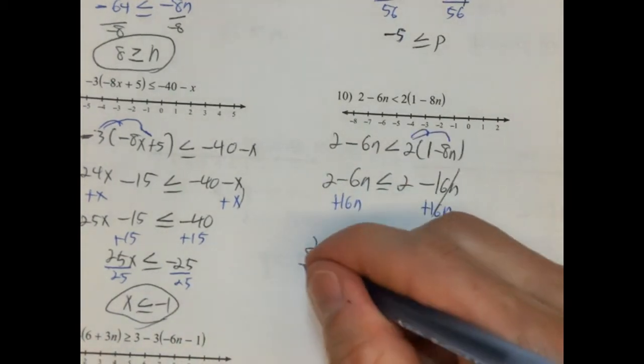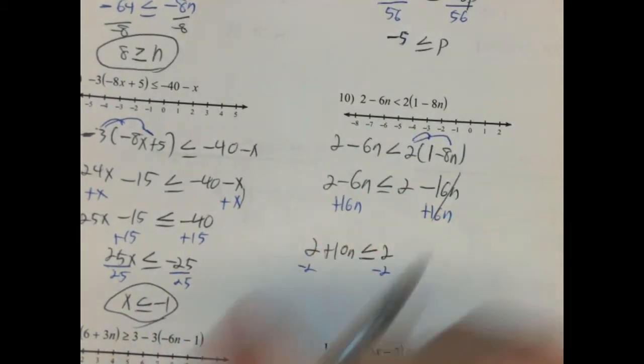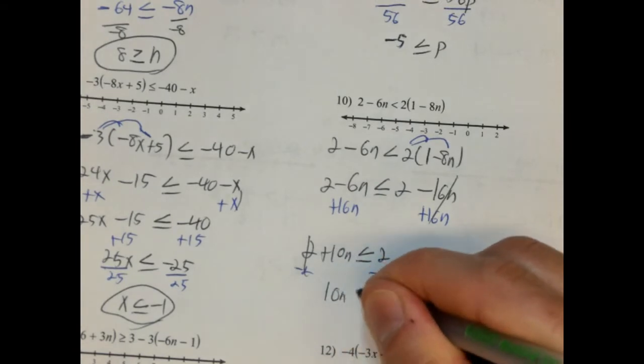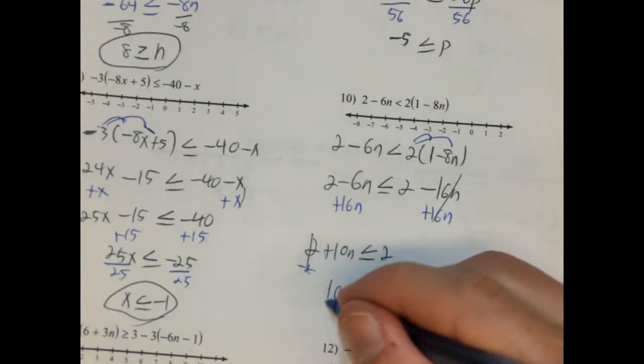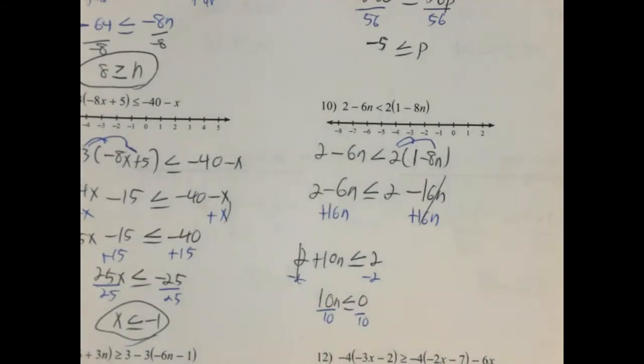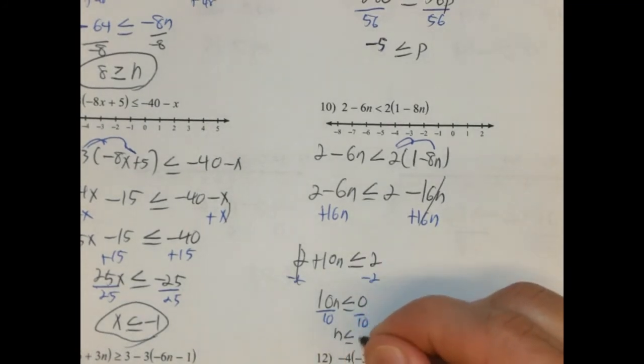Let's get rid of this constant. So we're going to subtract 2 from both sides. So we have 10n is less than or equal to 0. Divide both sides by 10. So n is less than or equal to 0.